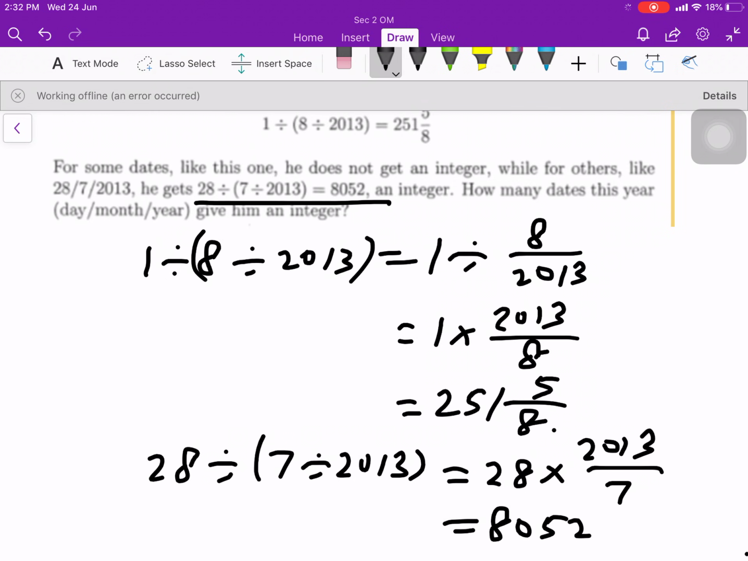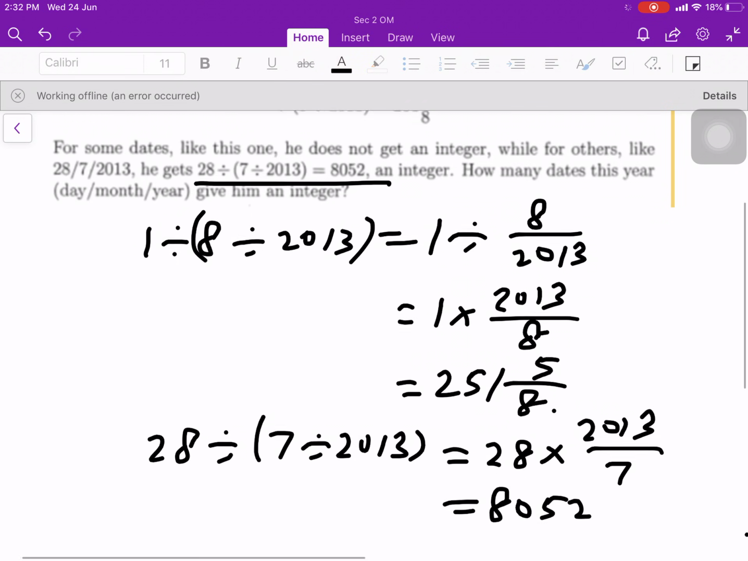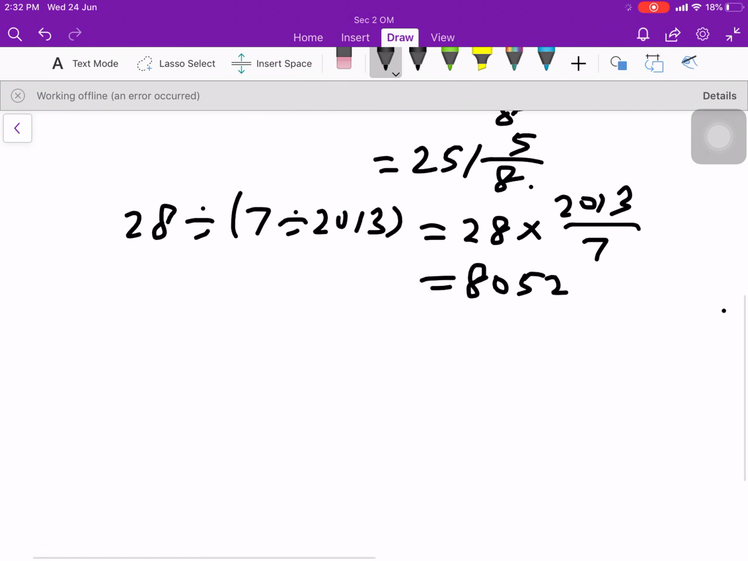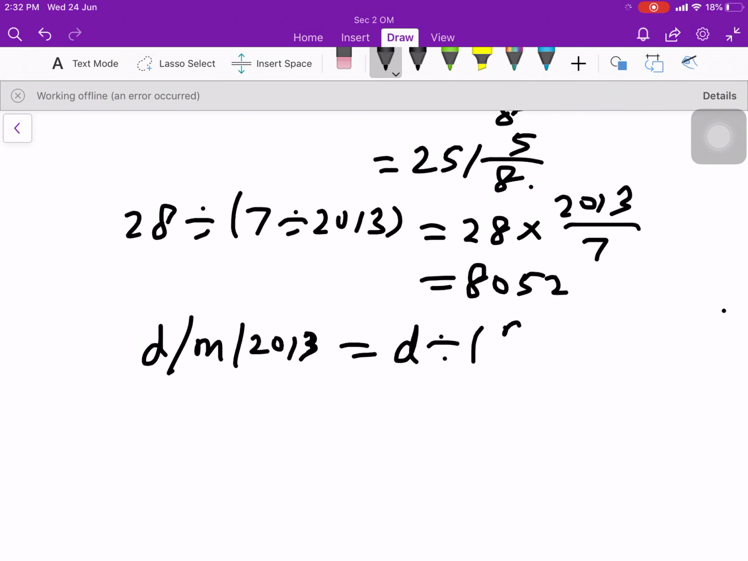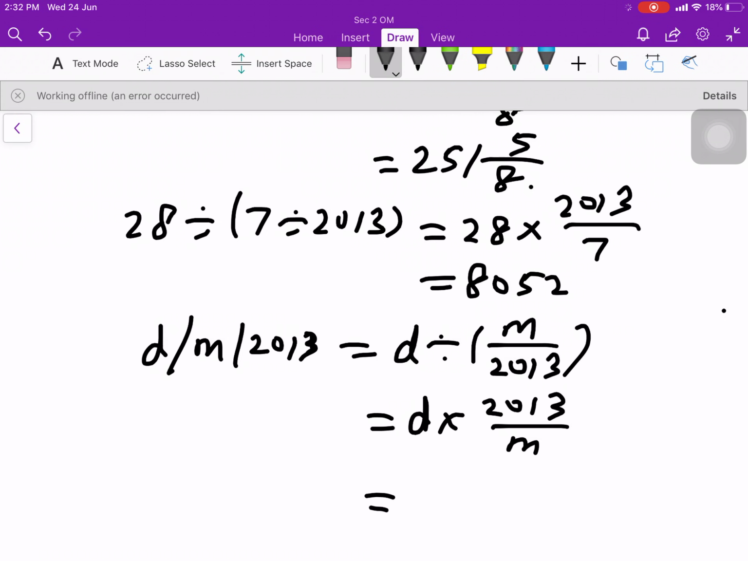Therefore, now let's look at it in general. Isn't it that you have day, so-called month, and then the year? And the year is 2013, right? Therefore, can you see that you are basically doing this? It's actually D divided by M over 2013, and then in this case it becomes multiplication, D multiplied by 2013 over M. Therefore, what you get is 2013D divided by M.